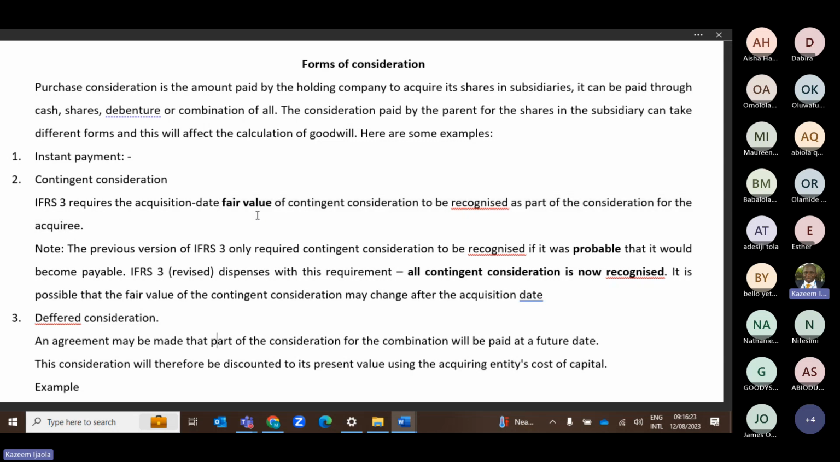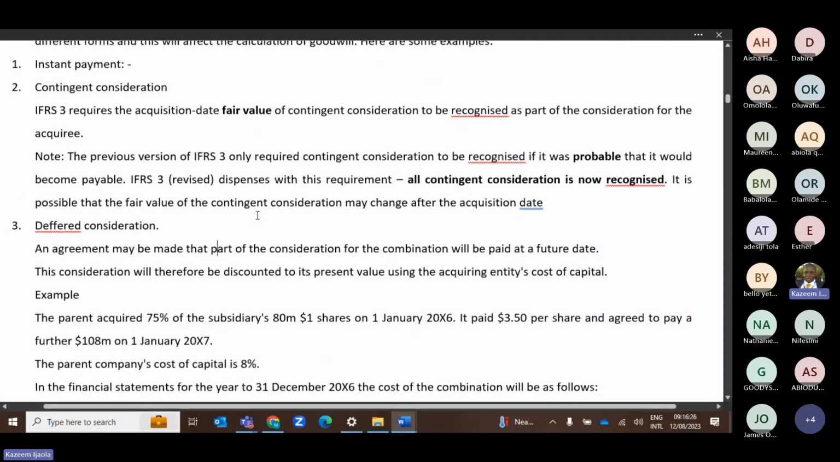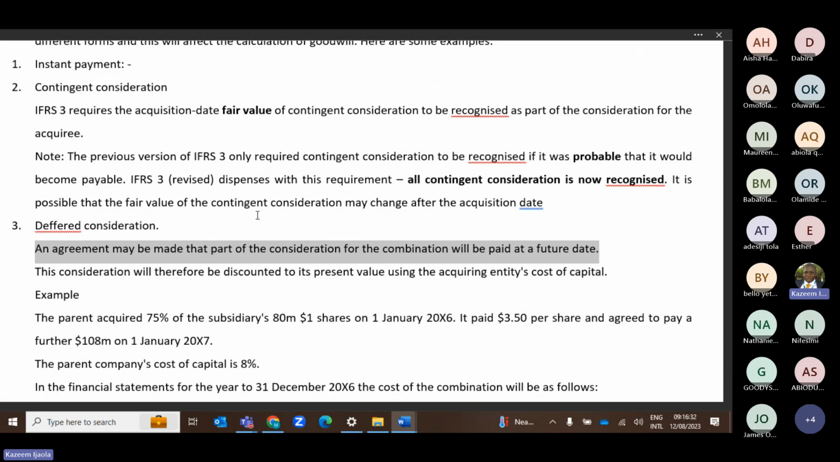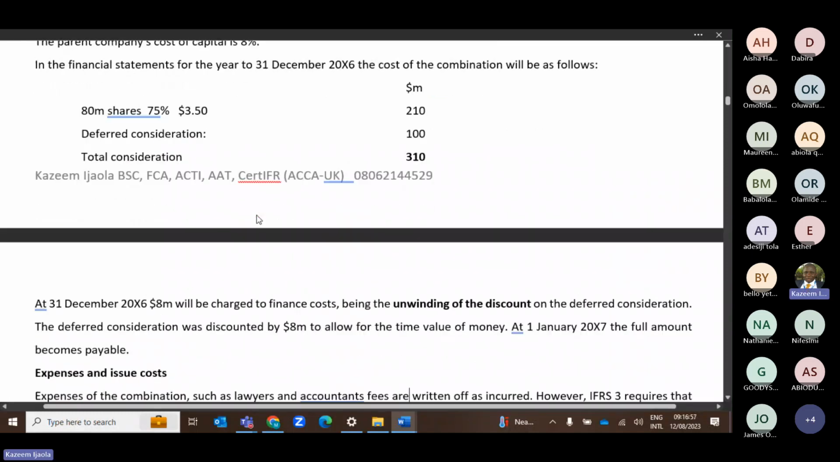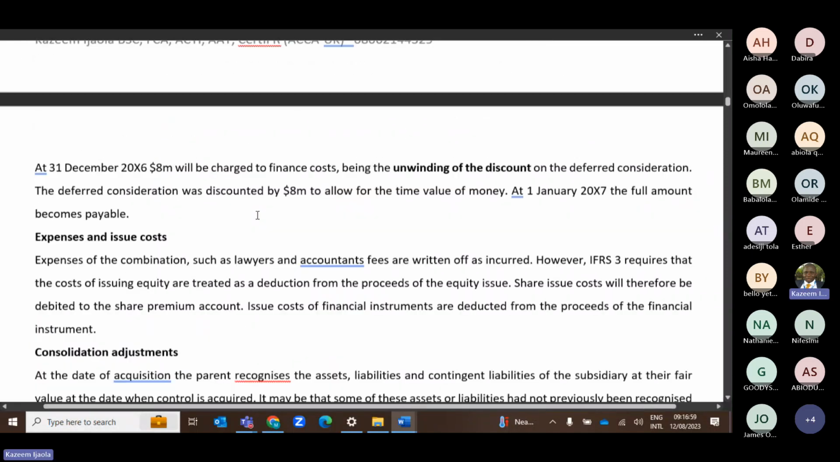The next one is deferred consideration. For deferred consideration, there is no condition attached. The amount will be paid at a future date. You have to pay it. The standard says that you should always discount your deferred consideration to its present value using the applicable cost of capital, which is very similar to the contingent. So both deferred and contingent are similar. When we solve the questions, you will understand the treatment. You have to discount these ones too at present value. So that's the difference between the two.